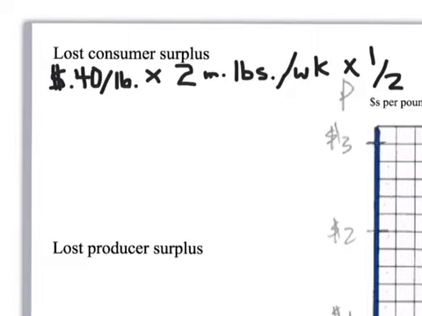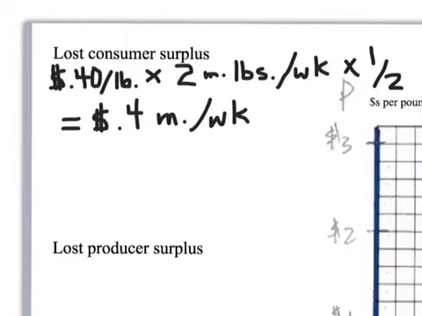So the area of that triangle is 40 cents a pound times 2 million pounds per week times a half. So the pounds cancel out, and we're left with a lost consumer surplus of $0.4 million per week.